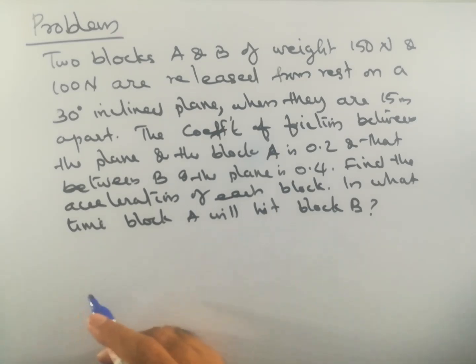Okay, so two blocks are there. One is 15 meters apart from the other, and both of them are placed on an inclined plane, which is at an angle of 30 degree with the horizontal, and they are released simultaneously. Then both of them will be sliding down the plane, and we have to find out the acceleration of each block. Also, we have to see in what time block A will hit block B.